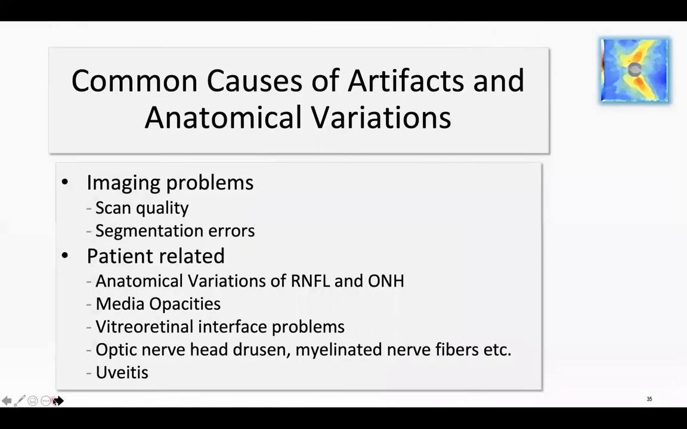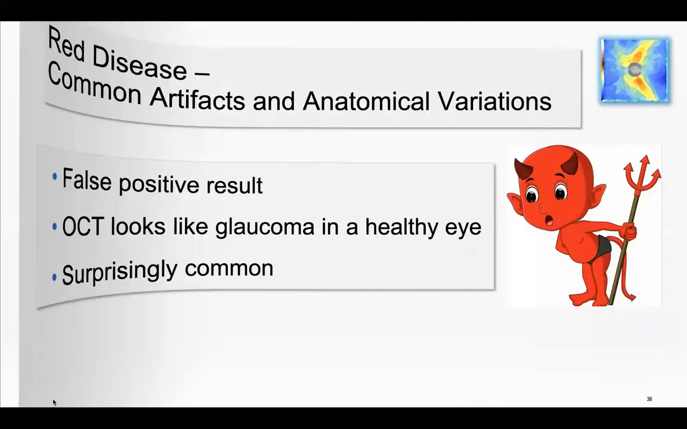What are the common causes for artifacts or anatomical variations? We can think about the imaging problems, scan quality, segmentation errors, and we have the patient-related ones: anatomical variations, media opacities, vitreoretinal interference problems, optic nerve head drusen, myelinated nerve fibers, etc., and uveitis. I will show some examples of them.